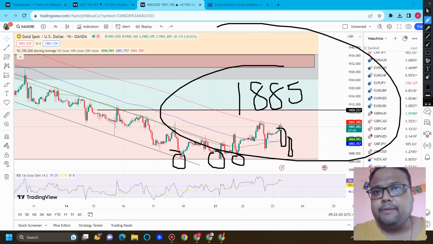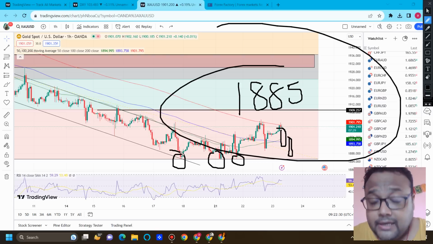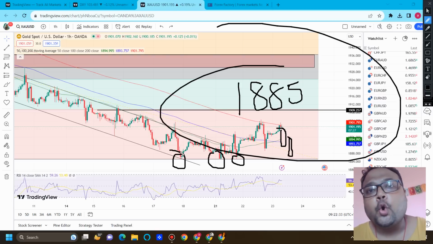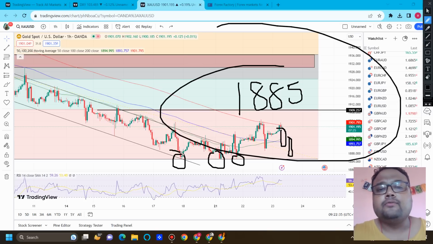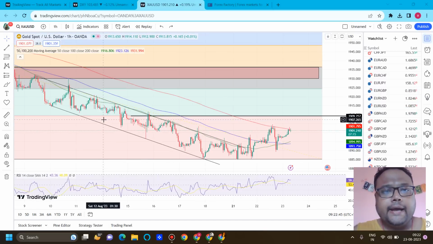Always keep in mind that not all levels have equal strength. 1885 is a good level in absence of news, when the volatility of the market is low. But when the volatility of the market is high, obviously 1885 will not be able to hold the market. In that case, you can look for a sell position below 1885 as well. And what should be your target? 1880, 1879 easily.